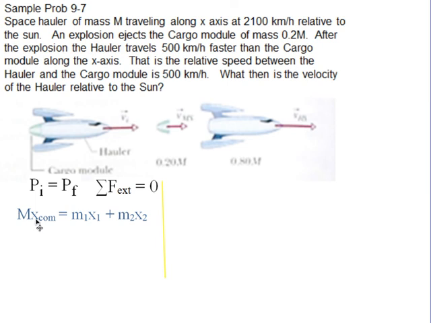And so the mass times the, this is not a statement of momentum. This is a statement about the center of mass. The total mass times the center of mass is equal to the mass of the cargo module times its location plus the mass of the hauler times its location, and then I will differentiate this equation relative to time, and bingo, out pops this equation, which is very nice in terms of my conservation of momentum approach that I am taking.